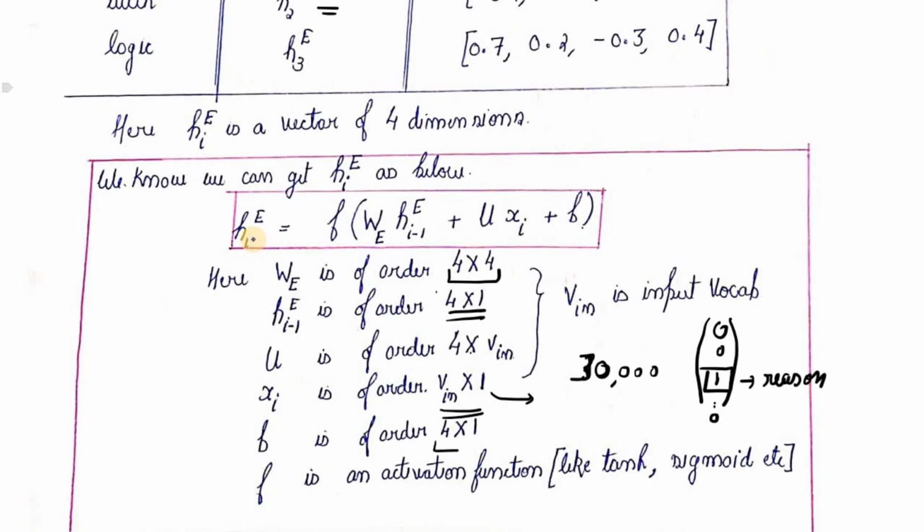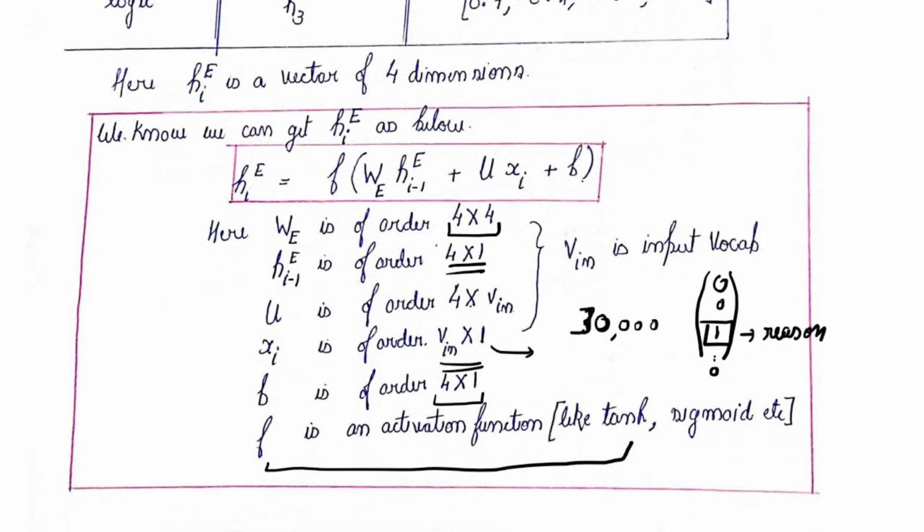And eventually we get a bias of order 4 cross 1, and the activation function could be anything. We are not bothered much about the activation as of now. It could be any function, and it is ideally a parameter which we will be tuning in a real life application. As of now, we are just focused on the encoder.